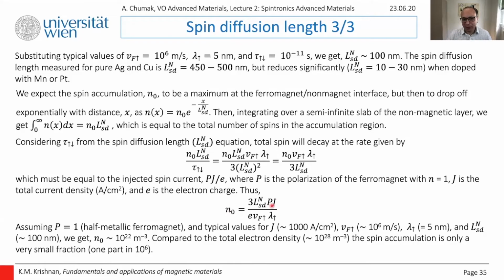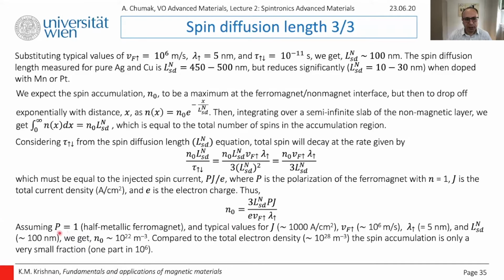Again, you need to apply current, obviously, in order to get spin accumulation. And also, these parameters of the material should be taken into account: Fermi velocity and mean free path of electrons. So this is a nice formula which gives you the value for spin accumulation. It tells you how many spin polarized electrons you have at the interface. And now let us estimate it.